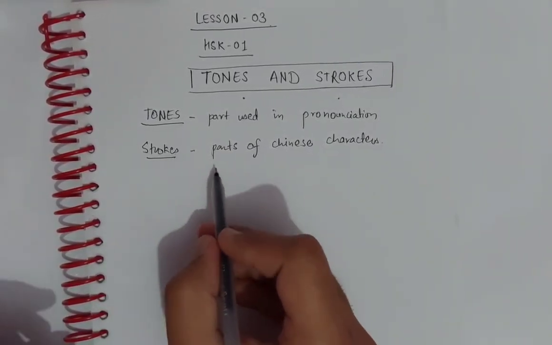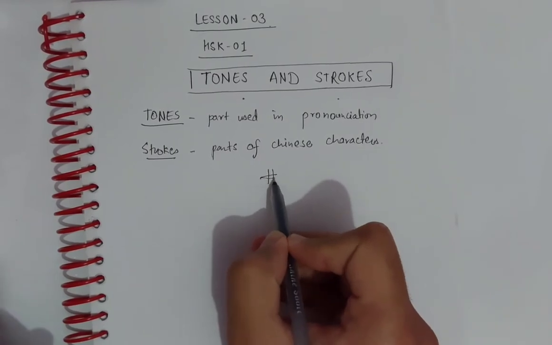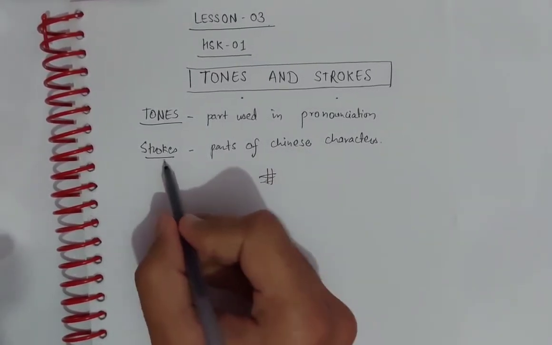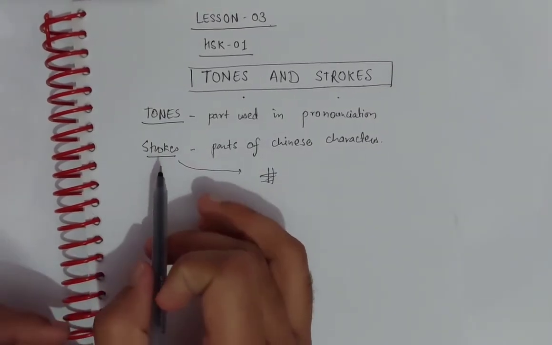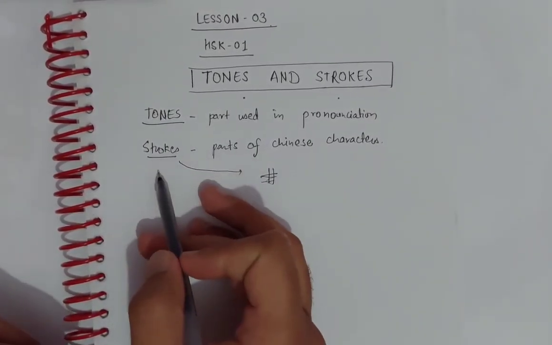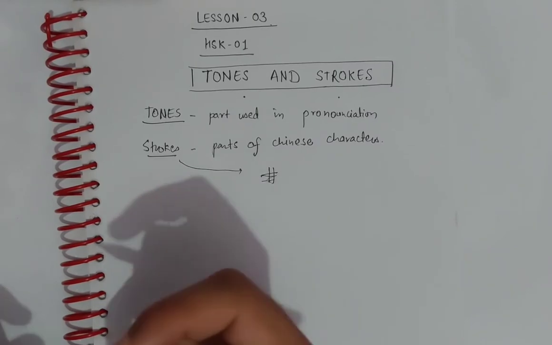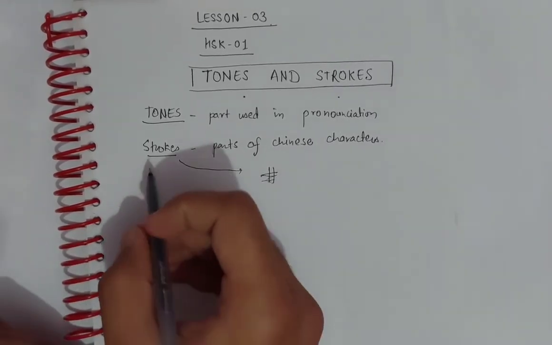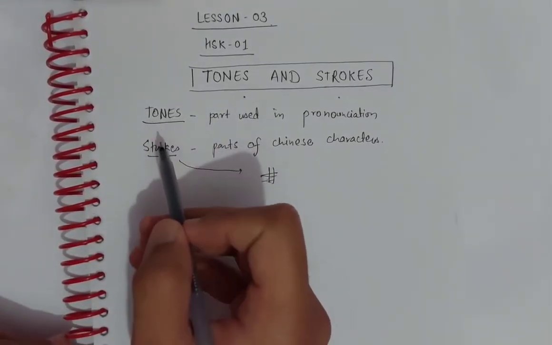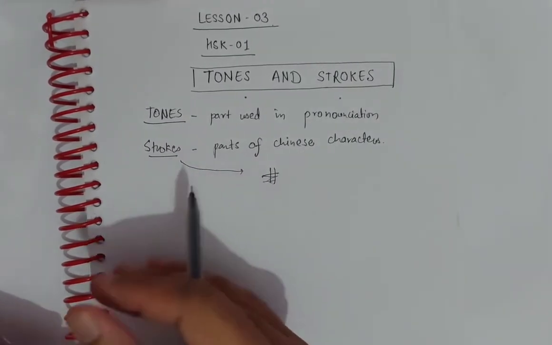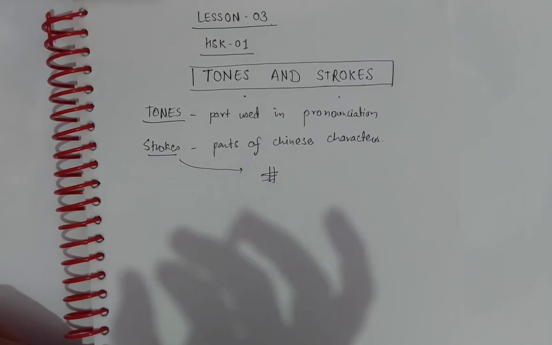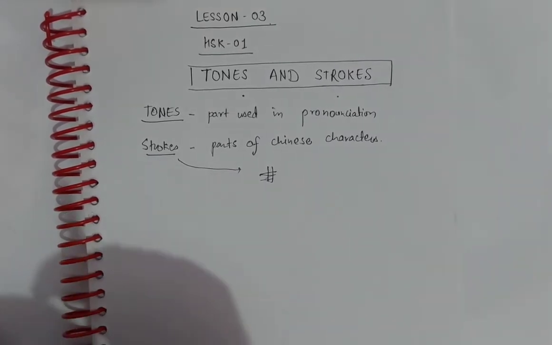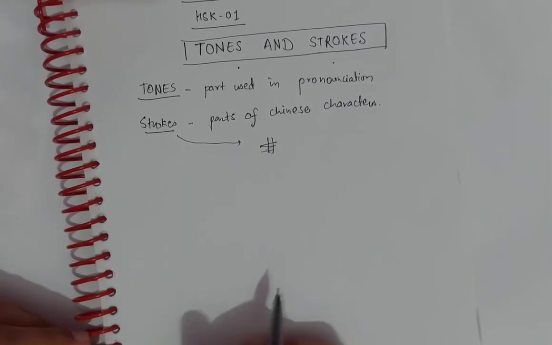These are the strokes, the lines which you draw to make a Chinese character. I am going to discuss in this video the strokes which you need to remember in basic Chinese, and the tones, which are a very important part of pronunciation, or the pinyin part of Chinese. So let's discuss the tones first.